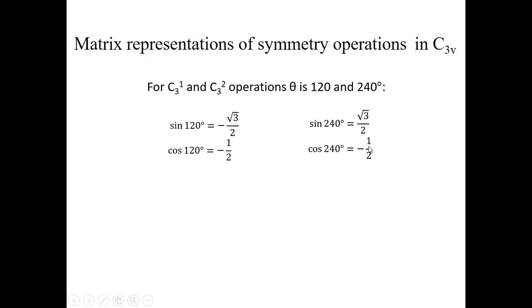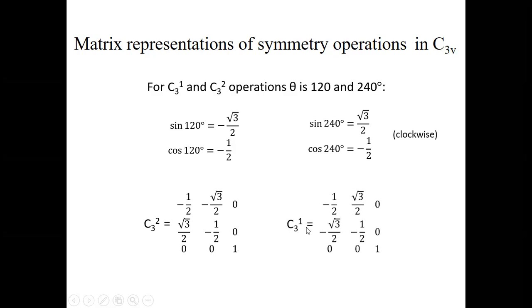Okay, so now we can just plug in these values into the more general matrix that we previously derived, and then, considering that these are the values for the clockwise rotation, and by definition we always rotate counterclockwise, the C3^2 will have the form minus 1/2, minus the square root of 3/2, 0; the square root of 3/2, minus 1/2, 0; and 0, 0, 1.